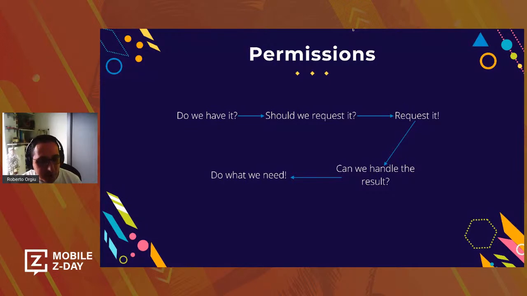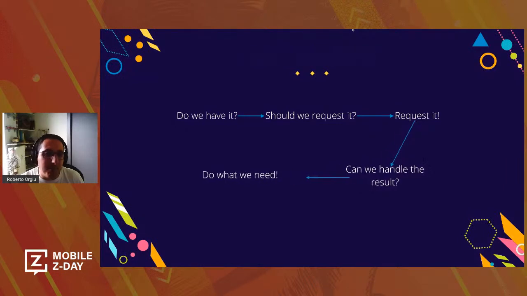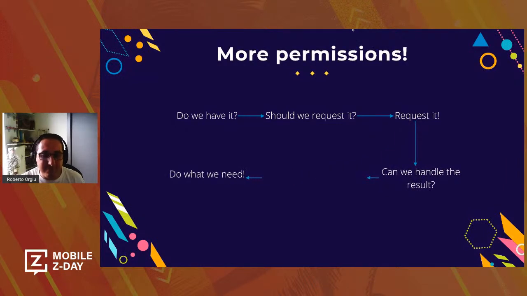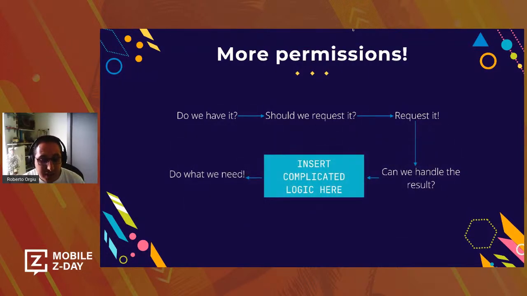But usually we don't need only one permission. We need more than that. So we need something that is usually very complicated. We need to understand which permissions have been granted and which are not granted just yet. So it's not really, really straightforward, especially for less experienced developers.